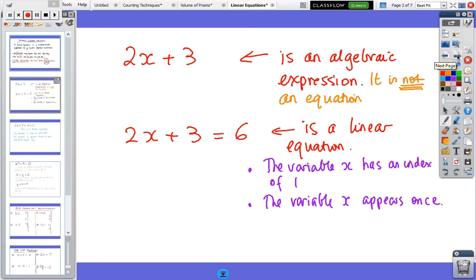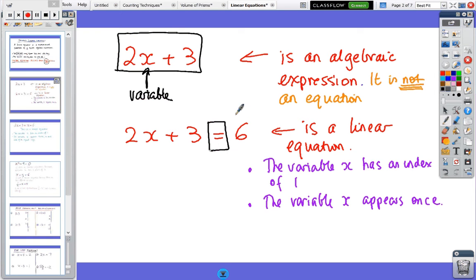So if I've got 2x plus 3, the letter x is the variable. And if I've just got 2x plus 3, that's an expression. It doesn't have an answer. You can't add them because they're unlike terms. It's not an equation, it's just an expression. But if I put an equal sign and have something on the other side, 6 is also an expression. So I've got two expressions separated by an equal sign, and now I have an equation.